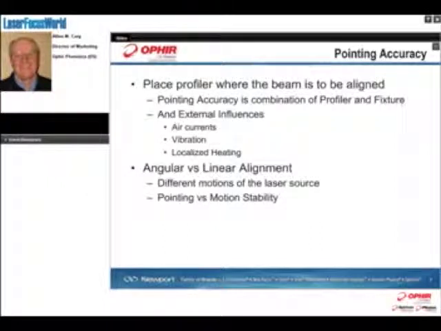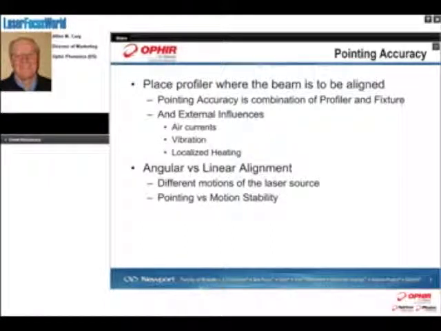There's also an issue of linear and angular alignment, which is fairly complicated, and I really don't want to go into it in this talk because it's covered very nicely in a pointing and stability tutorial that we did that's available on the website. So I would refer you to that. It's called Laser Pointing and Stability Measurements. And it talks about the difference between linear and angular. But linear would be the up and down motions of the laser, and angular would be how it is pointing.